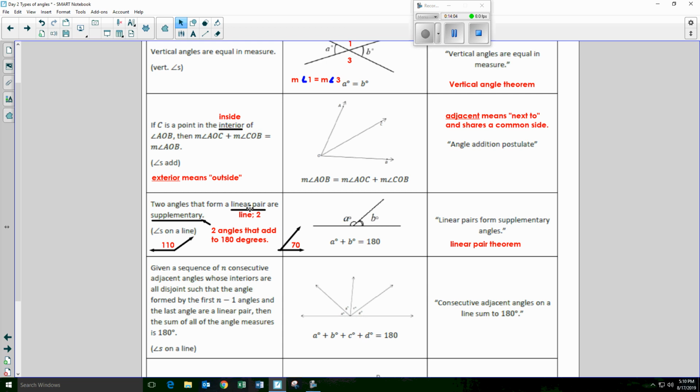So for a linear pair to be a linear pair, they have to not only be adjacent to one another, they have to be next to each other, they have to be connected. And they form a line. Here's my line being formed. Then those two angles add to 180 degrees. That's what a linear pair looks like always. Now it doesn't have to be that angle. It could come up over here, or it could come up here. As long as they're adjacent and they form a line, those two angles will add to 180 degrees.